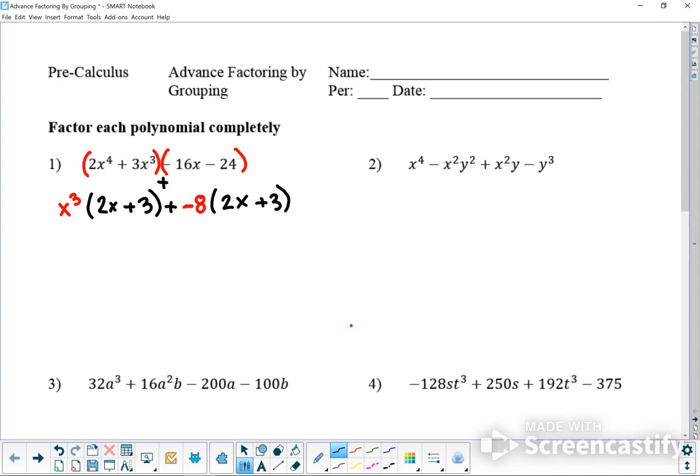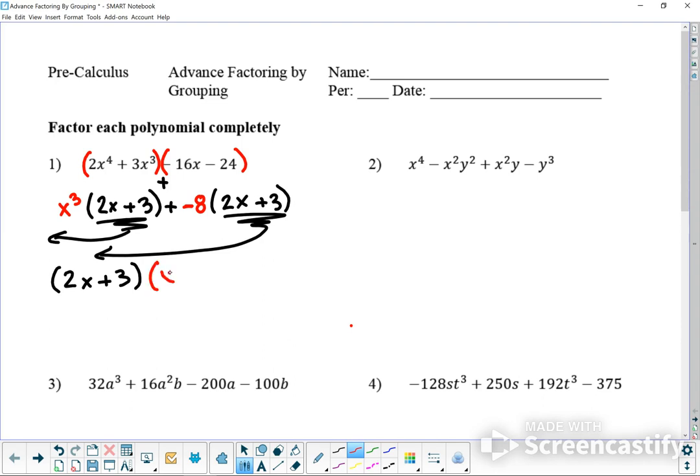You see it looks exactly the same as the other. So we're going to go ahead and take this and factor it out. Take this and factor it out. So we're going to have 2x plus 3, and we will also have x to the third minus 8. Okay, that plus minus makes a minus. In case you thought I was just pulling a fast one on you.